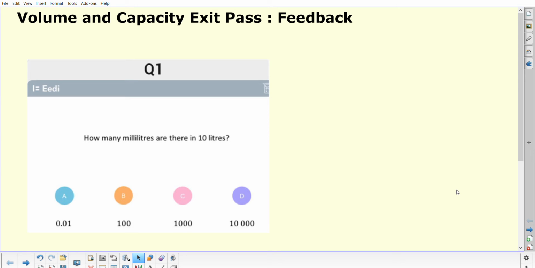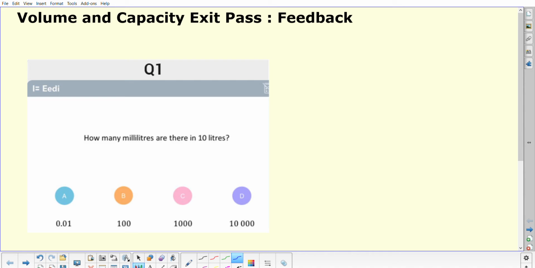So we're going to do a bit of feedback on this assessment from last lesson. We were looking at the units for volume and also capacity, a bit of revisiting our work on volume and capacity that was done in numeracy lessons in first and second year.